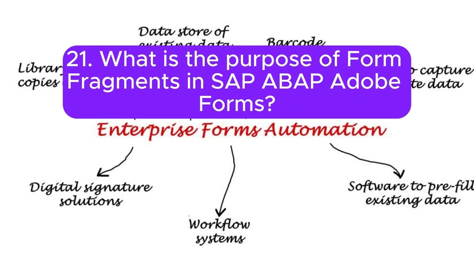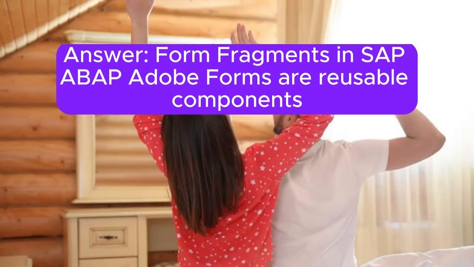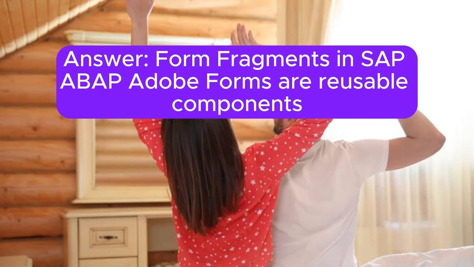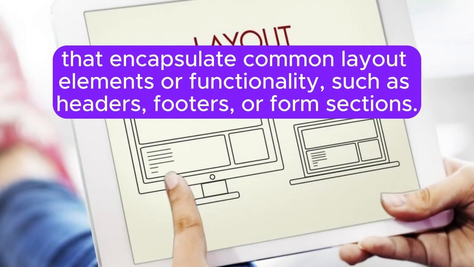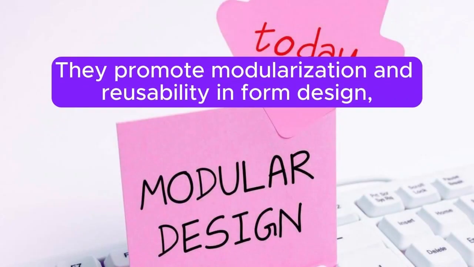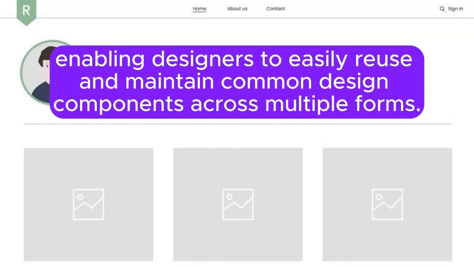21. What is the purpose of form fragments in SAP ABAP Adobe Forms? Answer: Form fragments in SAP ABAP Adobe Forms are reusable components that encapsulate common layout elements or functionality, such as headers, footers, or form sections. They promote modularization and reusability in form design, enabling designers to easily reuse and maintain common design components across multiple forms. 22.